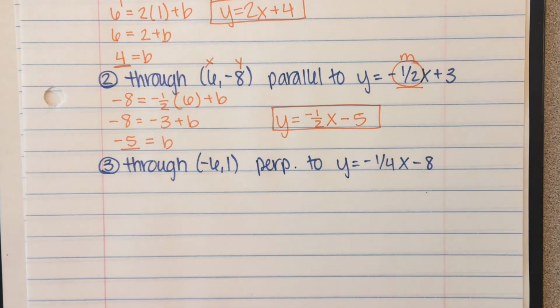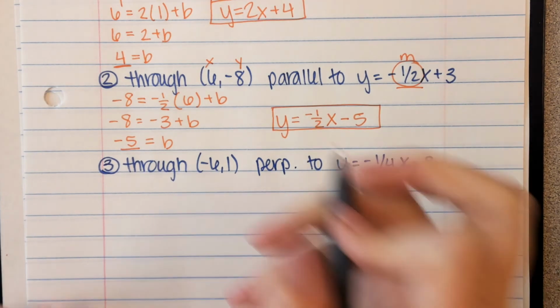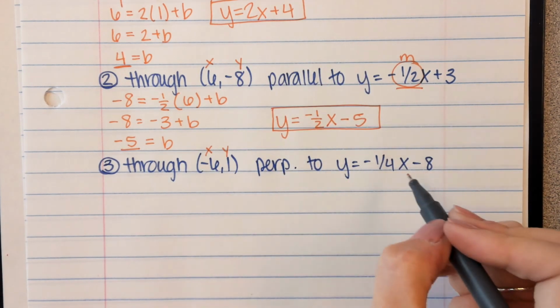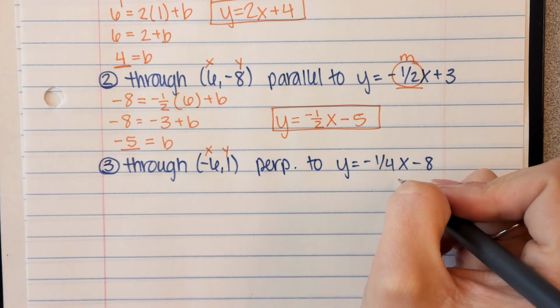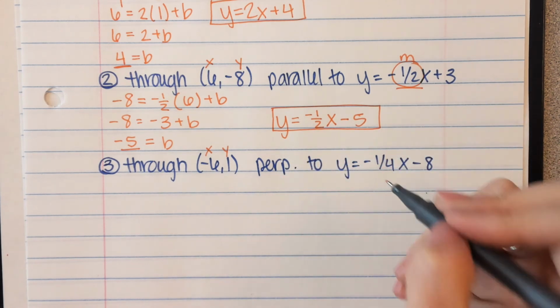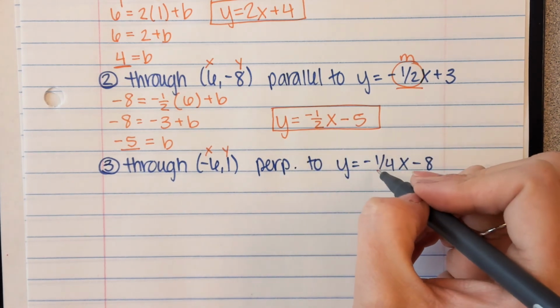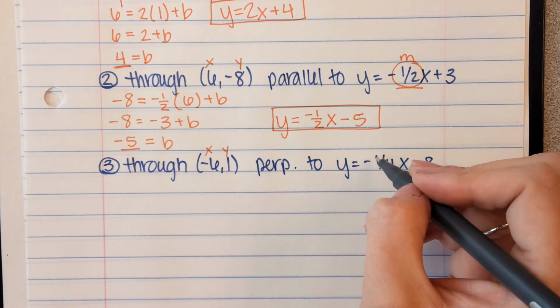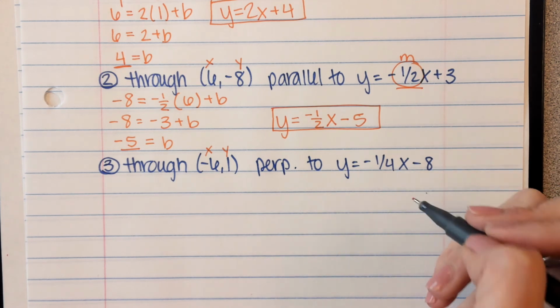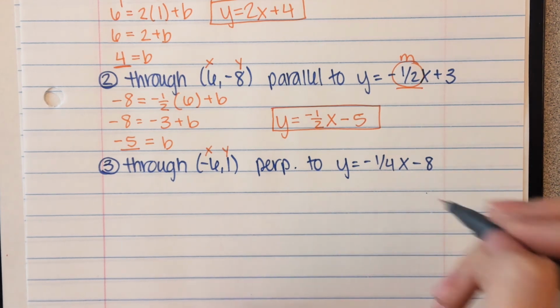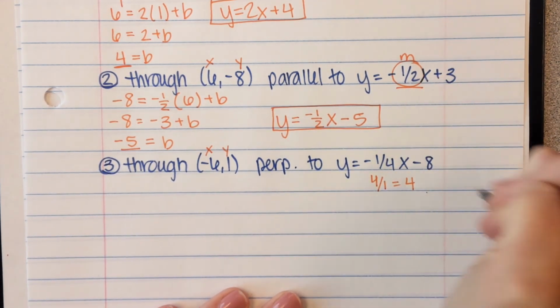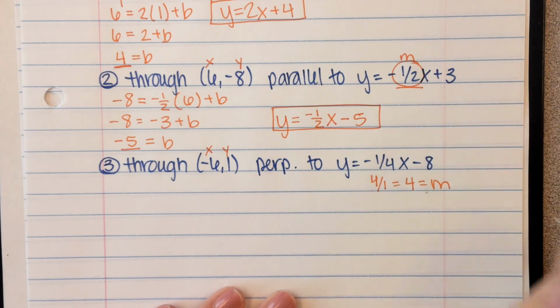Our next example is similar, but instead of parallel, we're talking about perpendicular. We know this point gives us our x and our y, but we need to figure out our slope. We're given negative 1/4, but we want perpendicular, so we want the opposite reciprocal. This one's negative, so the one we want is going to be positive, and we have 1/4. If we turn 1/4 over, we have 4/1, which equals 4. So that is our m.